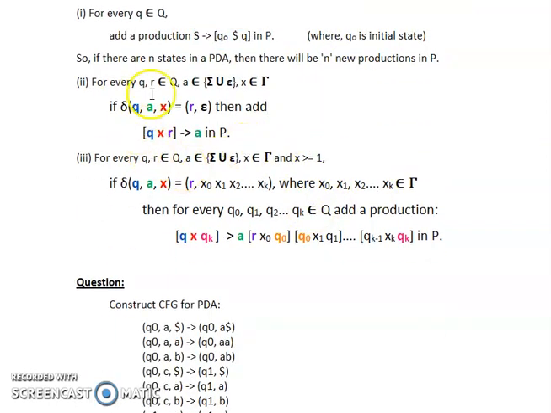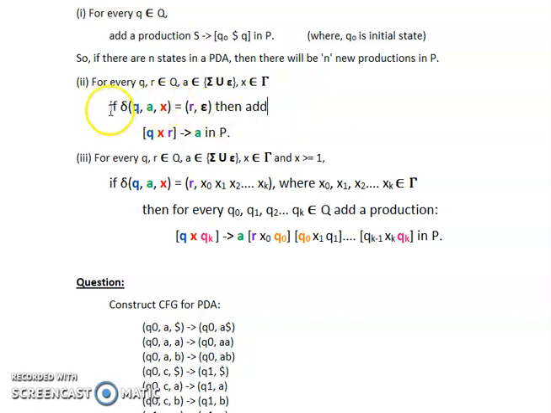Now, according to the second step, if Q, R belong to the set of states Q, A is an input symbol and X is a symbol in our stack, and there is a transition of this particular format where Q, A, X, that means the state Q is changed to state R, that means we are moving from state Q to state R while reading input symbol A, and on the top of the stack there was a symbol X. So X is going to be replaced by epsilon. That means we are talking about the pop operations.